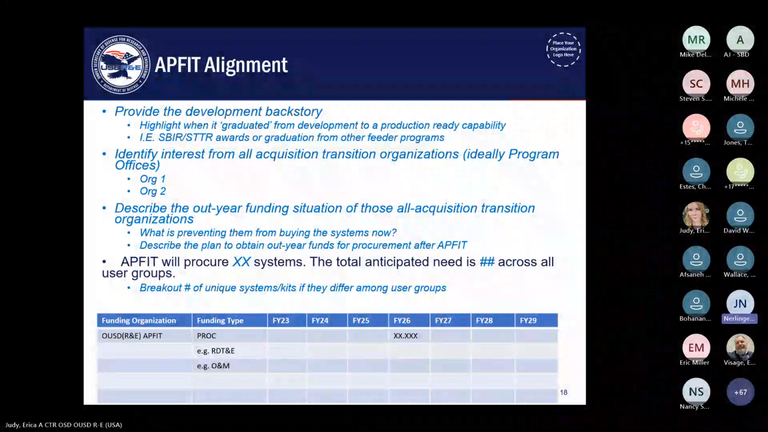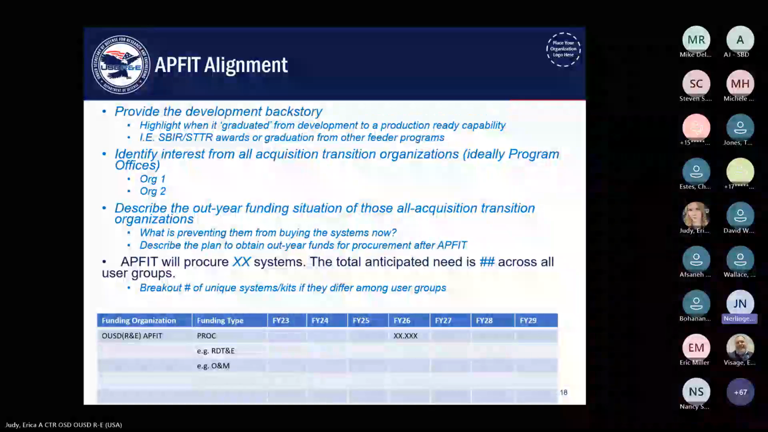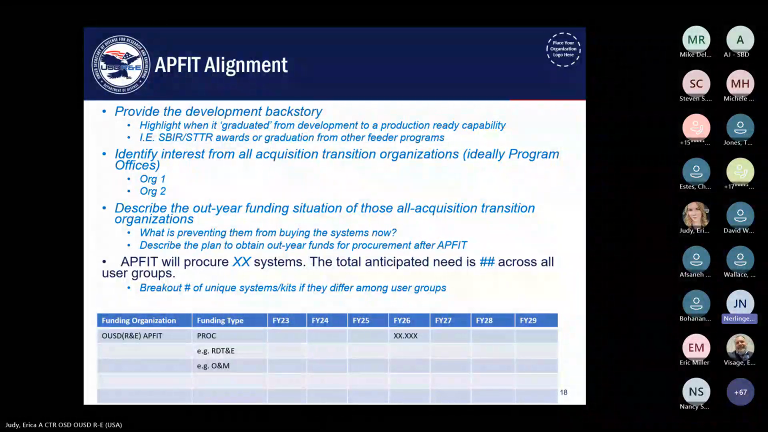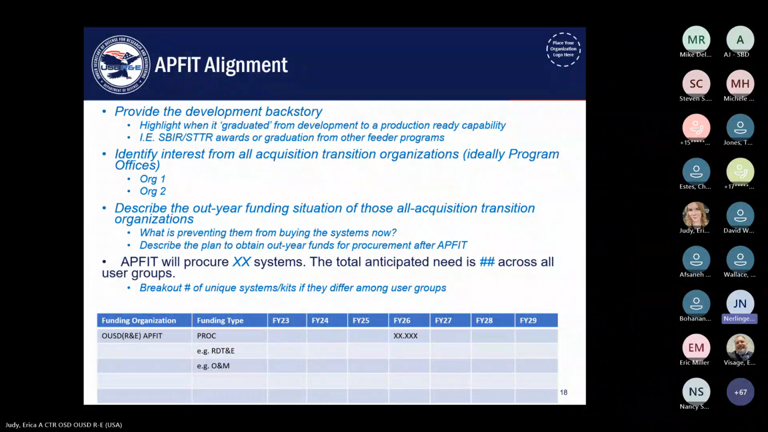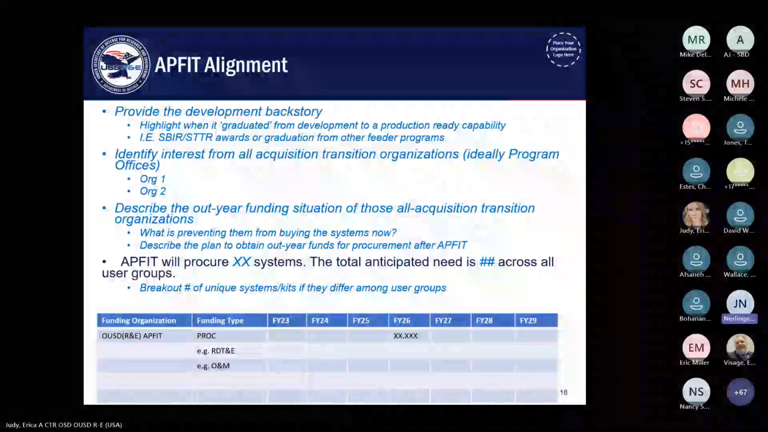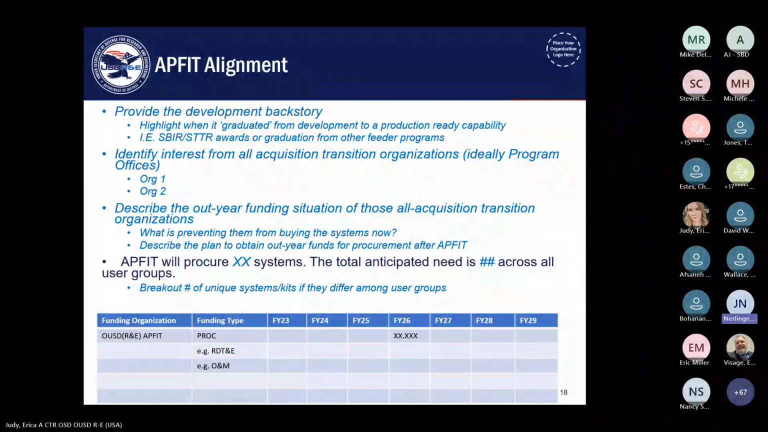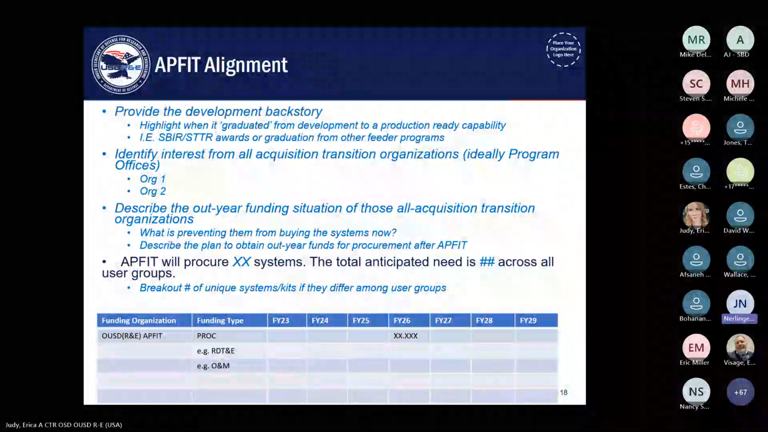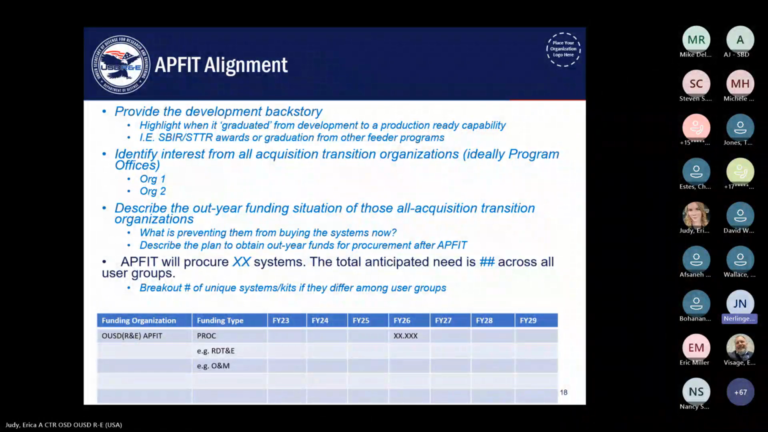And then that number, right, that you're proposing, how much you're asking for, it's got to be between $10 and $50 million. There's a little bit of engineering here. You want to pick a number that makes sense, that correlates to somewhere around 25% or less of the entire DoD need, right? So APFIT doesn't want to be a single-time purchase.